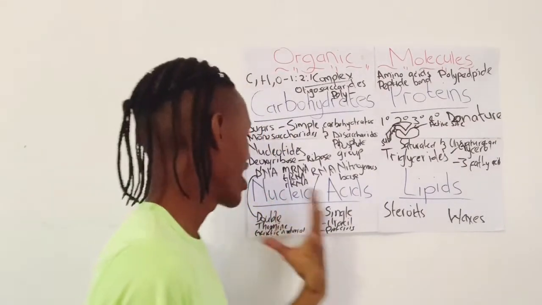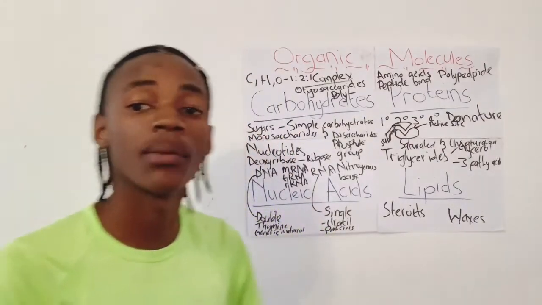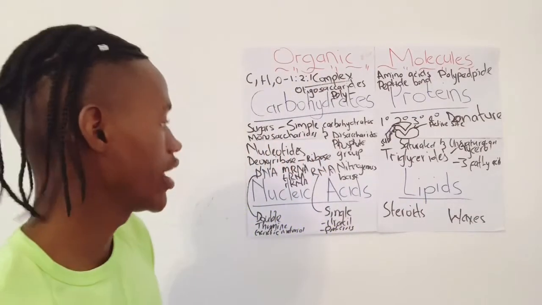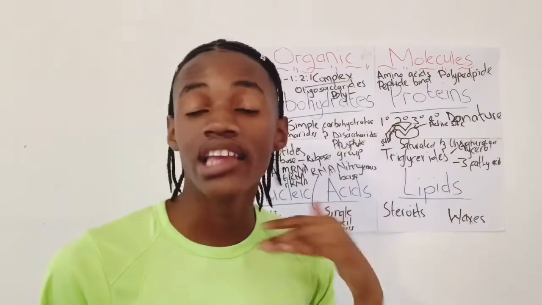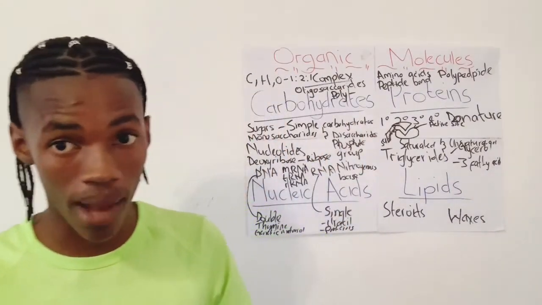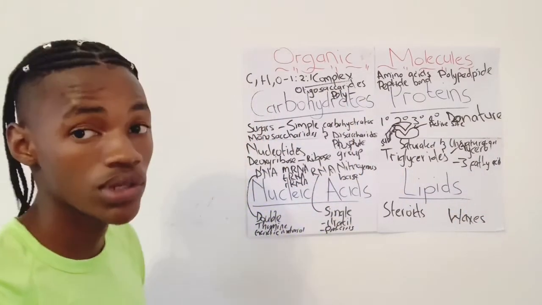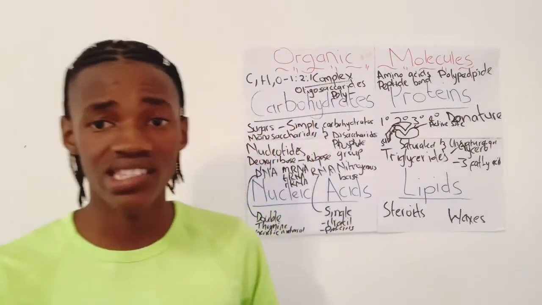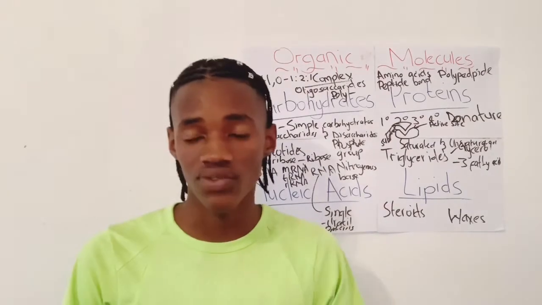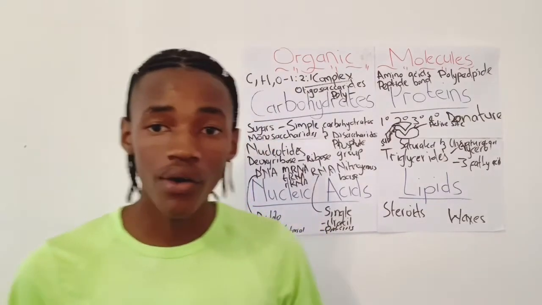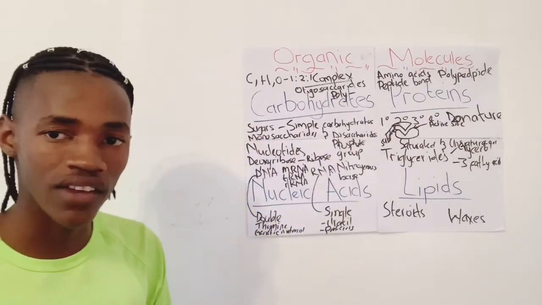And then we have nucleic acids, which are made up of nucleotides, and a nucleotide is made up of a phosphate group, a nitrogenous base, and a sugar: deoxyribose, which is found in DNA, and ribose, which is found in RNA. DNA is double-stranded, has thymine, and contains genetic material that is transferred to the next generation. And then RNA is single-stranded, contains uracil, and is responsible for manufacturing proteins.